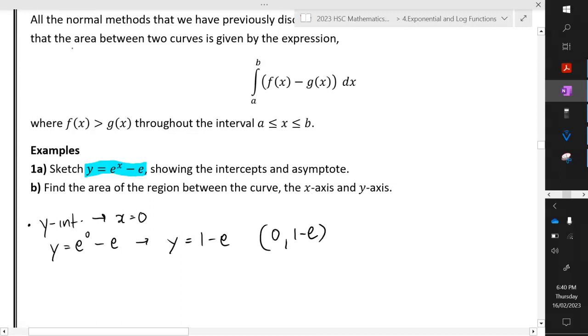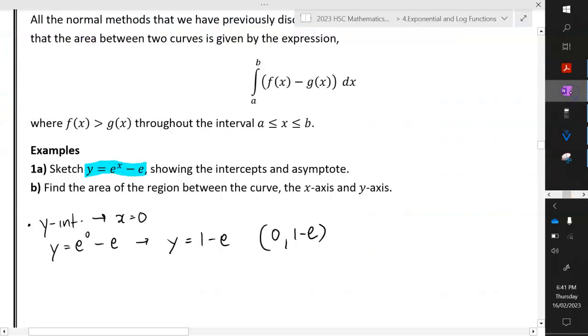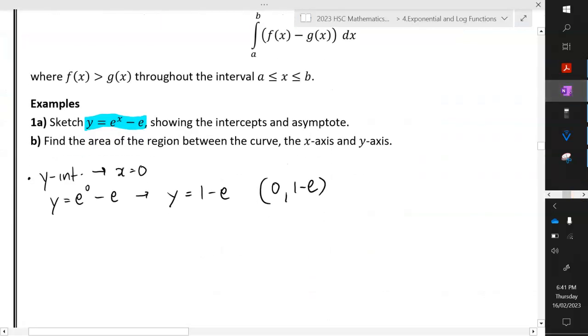And back in Desmos, that was the point, have a look, that we'd moved it down to. We've moved it down here. That's our y-intercept. Okay, now let's look at our x-intercept. When does our x-intercept happen? Our x-intercept happens when y is equal to 0. So let's put y equal to 0, so 0 equals e to the x minus e.